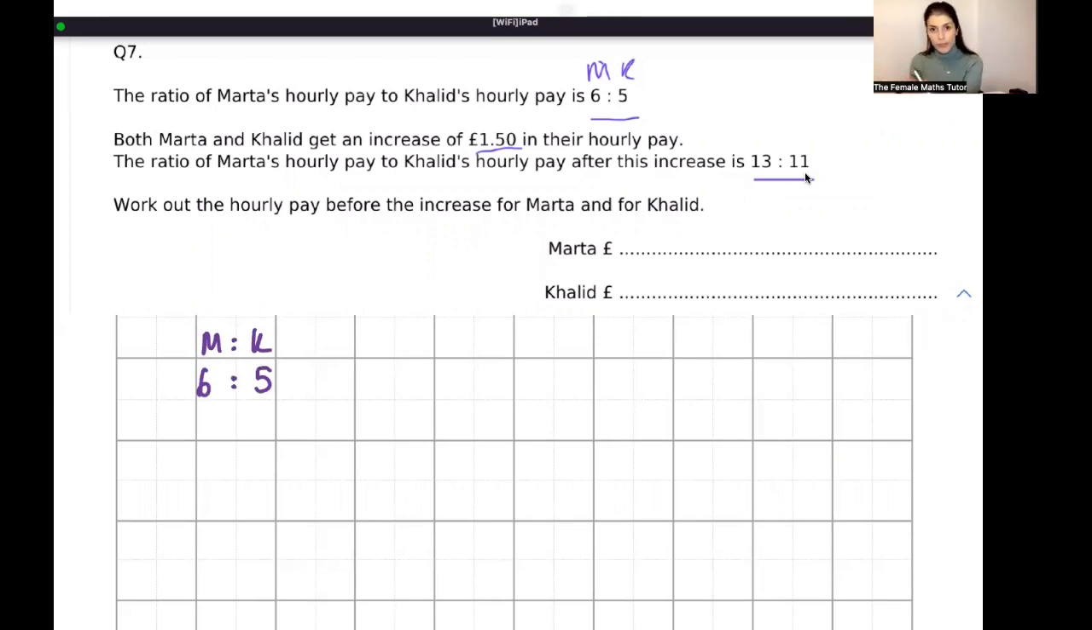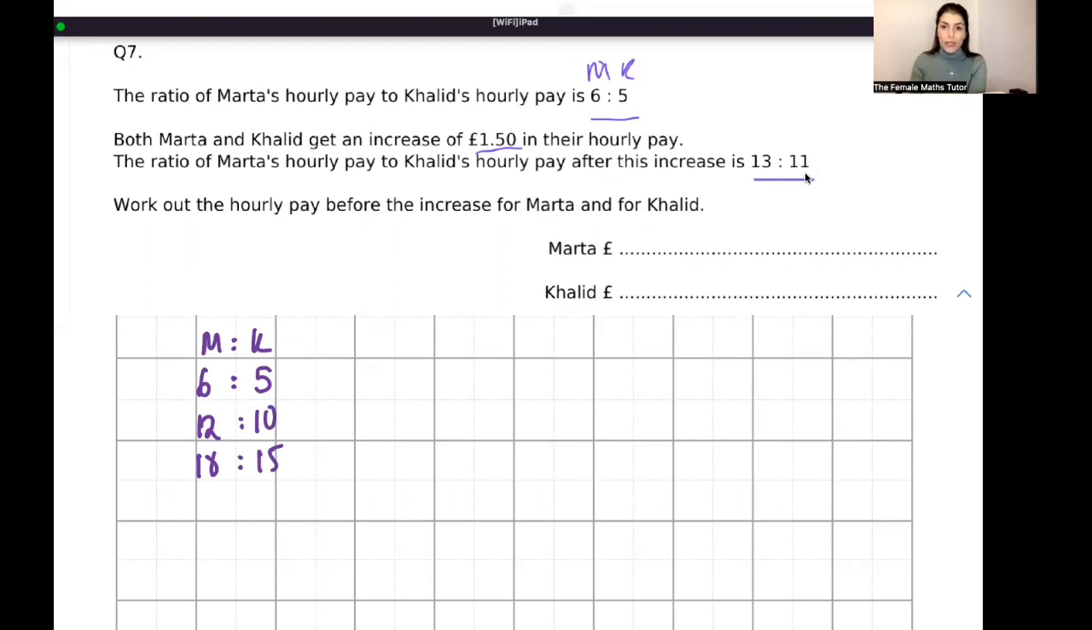Okay, so before I do anything else, we need to understand what this 6 to 5 actually means. It doesn't mean that he's getting £6 and she's getting £5. It could mean that, but it doesn't necessarily have to. It means they're both getting a multiple of either the 6 or the 5. So Marta could be getting £12 and Khalid could be getting £10 and so on. She could be getting £18 and he could be getting £15, for instance. So you could keep going on until you worked out the ones that had £1.50 on top, but that would be quite difficult.